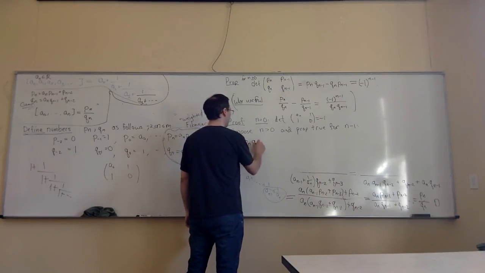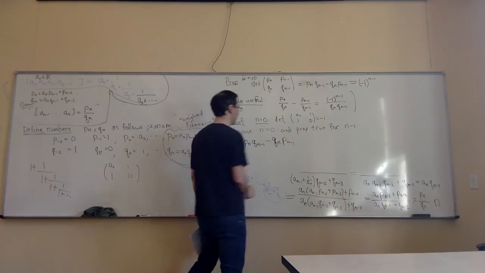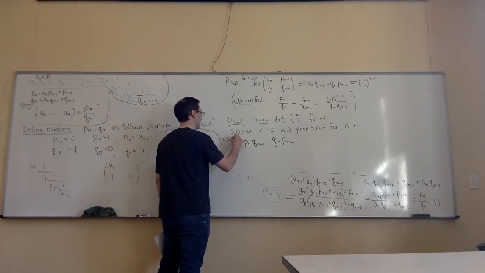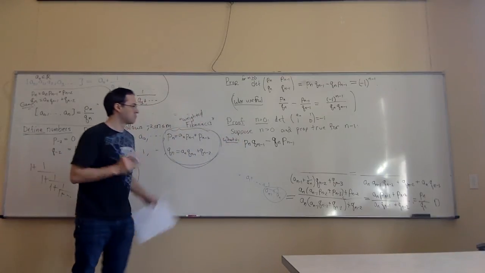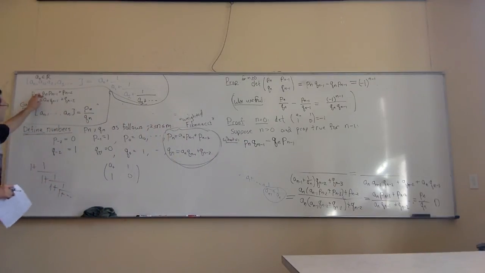Pn Qn minus 1 minus Qn Pn minus 1. This is the thing that we want to compute. We want to know what this is. What is this? Okay, so Pn is, by definition, An Pn minus 1 plus Pn minus 2. And we know all about what happens with these smaller ones. So it's just going to work.